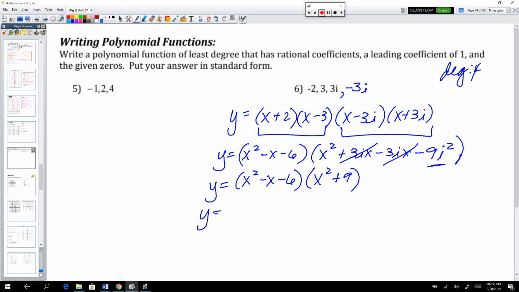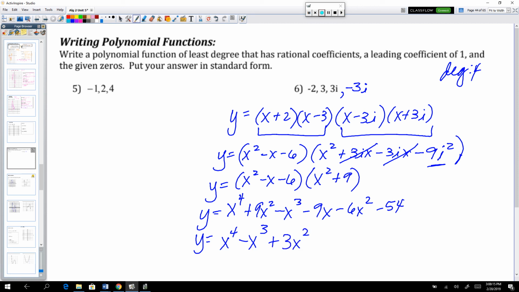So notice x squared times x squared is x to the 4th. Be careful with that. Plus 9x squared minus x cubed minus 9x minus 6x squared minus 54. And so when I collect my terms, I get x to the 4th minus x cubed plus 3x squared. Let's see, I've taken care of you, and you, minus 9x minus 54. So hopefully when we do our box method, we'll get the same thing.